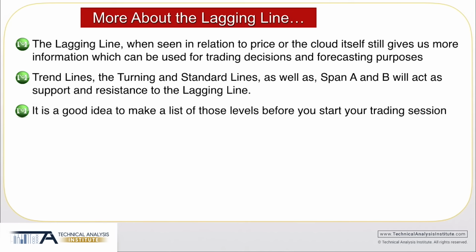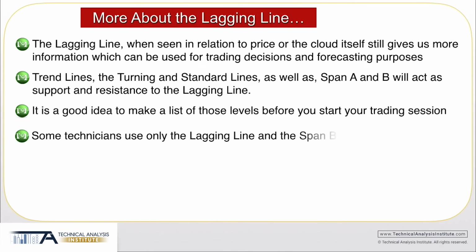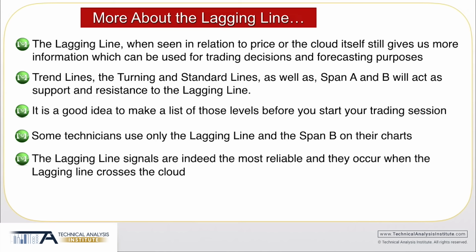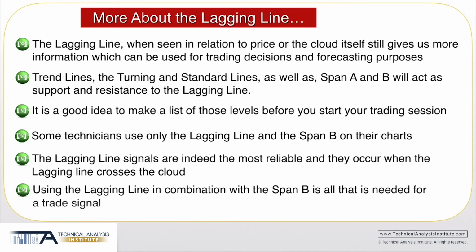Many technicians consider the lagging line to be the most important of all lines involved in a cloud chart. Some technicians are happy to use only the lagging line and the span B on their charts. As we discussed in a previous video, the lagging line signals are indeed the most reliable, and they occur when the lagging line crosses the cloud. And as you already know, the extreme of the cloud is actually span B. Therefore, using the lagging line in combination with the span B is all that is needed for a trade signal.